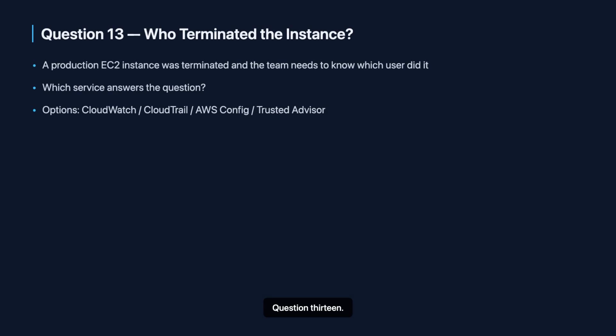Question 13. A production EC2 instance was terminated, and the team needs to know which user did it. Which service answers that question? CloudWatch, CloudTrail, Amazon Web Services Config, or Trusted Advisor? The whole question hinges on one word: which user? That's a who did what question.